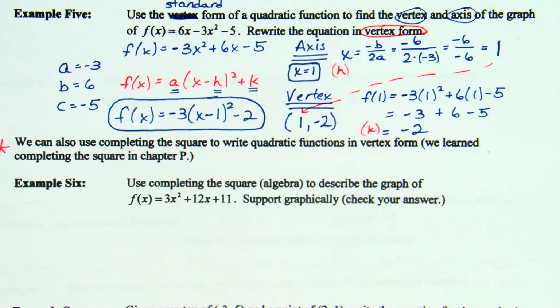Okay, use completing the square to describe the graph of f of x equals 3x squared plus 12x plus 11. It says support graphically, check your answer. That's just, you can graph the standard form, you can graph the vertex form we're going to come up with, and if everything's done correctly, they should match. They should be the same when you graph them. Should be the key word here.